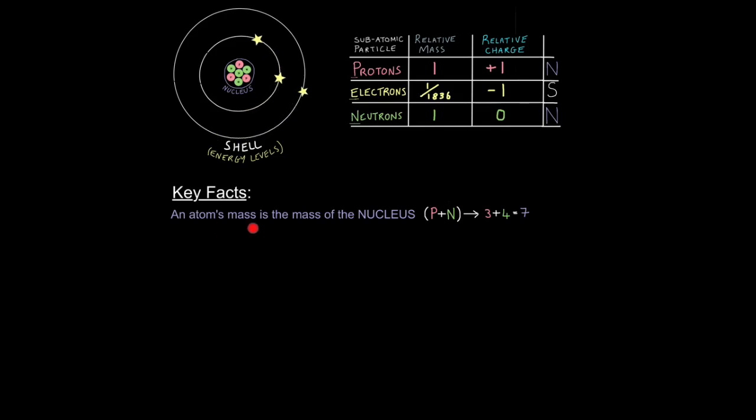An atom's mass is the mass of the nucleus. You just add the protons and the number of neutrons. So as I said, 3 protons plus 4 neutrons equals 7. So this atom has a mass of 7. Secondly, the nucleus has a positive charge, and that's because it contains protons which have a positive charge. The other particles are neutrons which have no charge, so the overall charge is positive. This nucleus in particular has a positive charge of 3 because it has 3 positively charged protons.